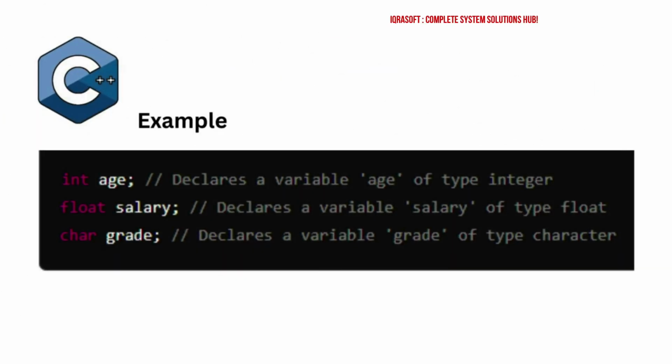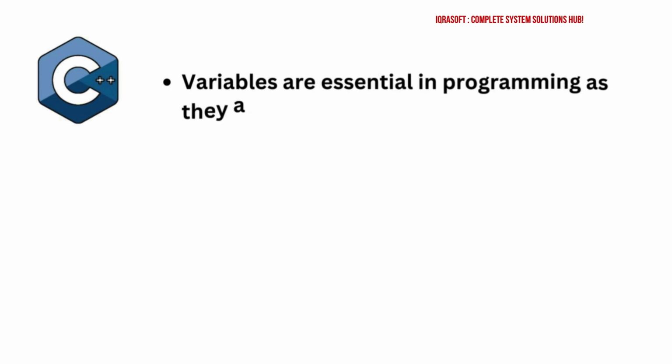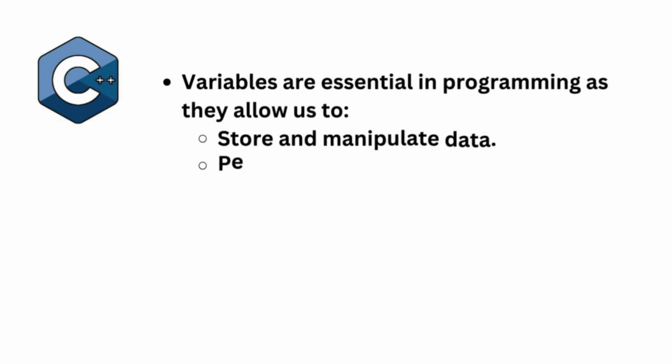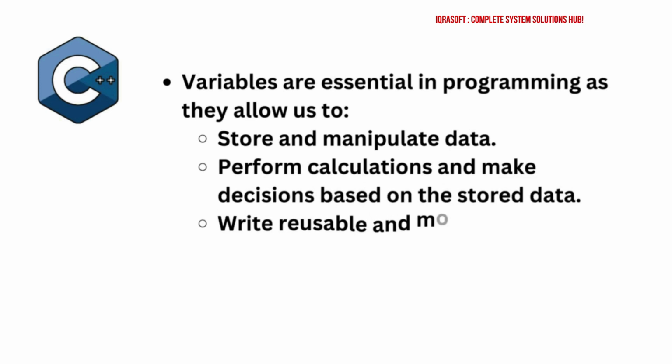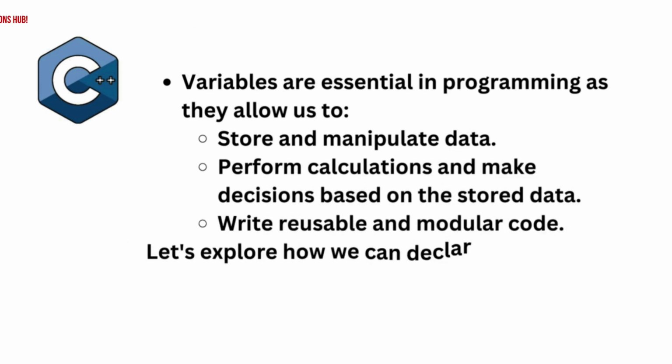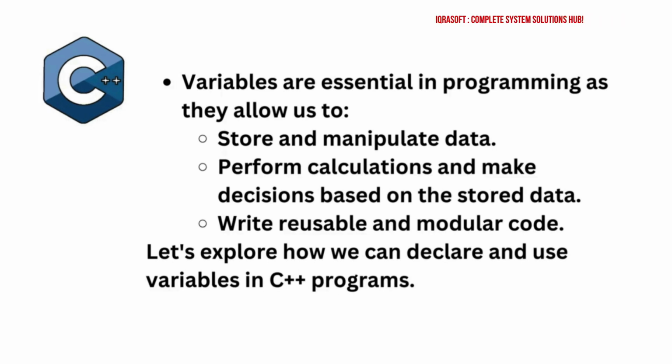Example, int age declares a variable age of type integer; float salary declares a variable salary of type float; char grade declares a variable grade of type character. Variables are essential in programming as they allow us to store and manipulate data, perform calculations and make decisions based on the stored data, and write reusable and modular code. Let's explore how we can declare and use variables in C++ programs.